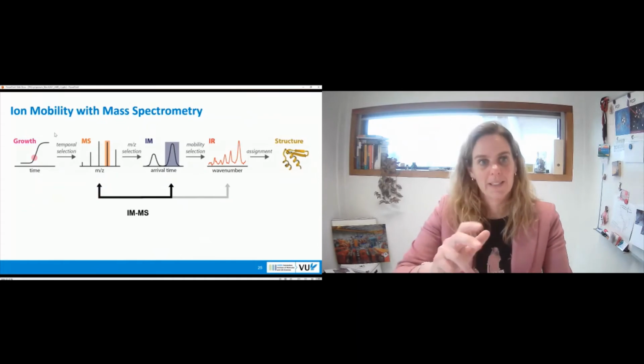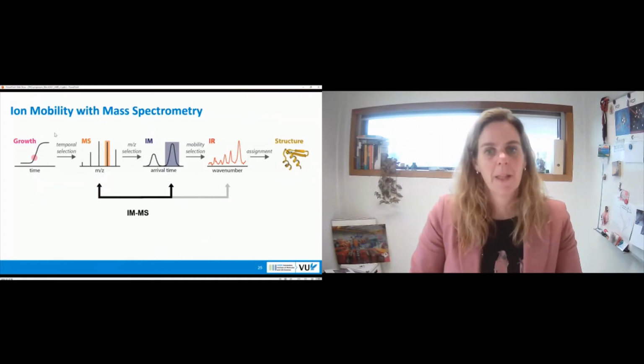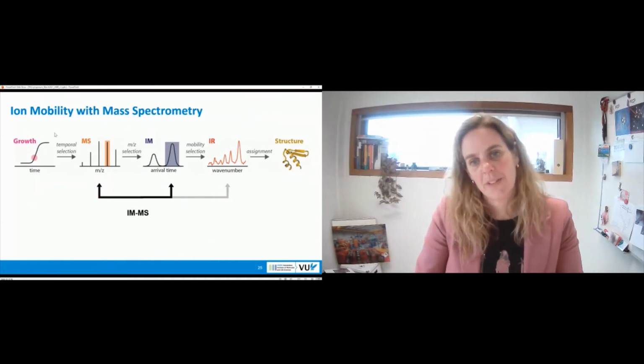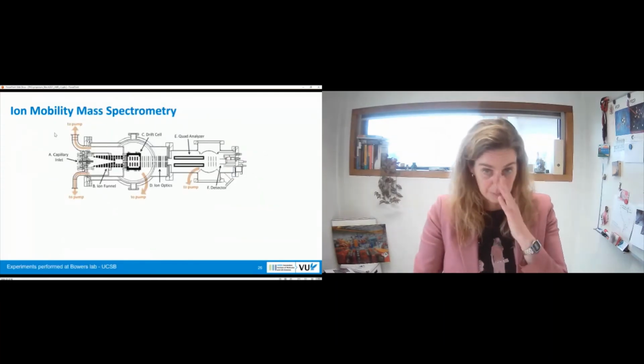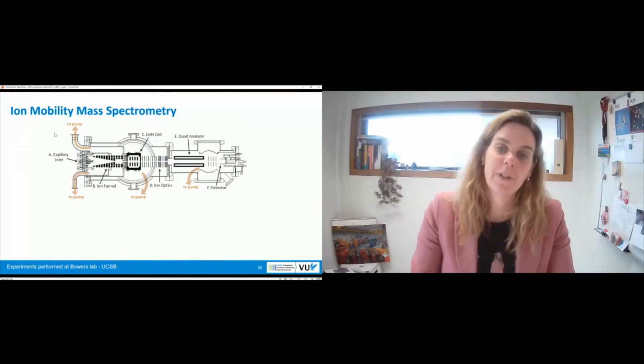So let's go back to our overview. Let's now combine mass spectrometry with ion mobility. Therefore we did the first experiment in Santa Barbara, and now we do them here.